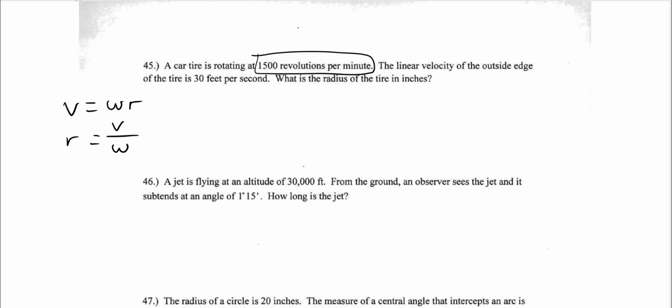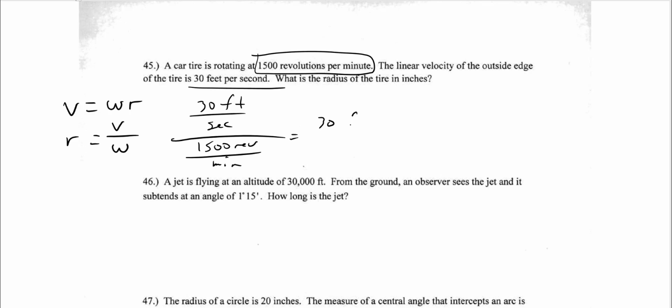So it's 30 feet per second. That's my velocity. So 30 feet per second divided by 1500 revolutions per minute. Okay, you can't use it like that, you have to actually convert it. So I'm going to rewrite it first: 30 feet per second times 1 minute per 1500 revolutions. Because again, we're trying to find the radius here.